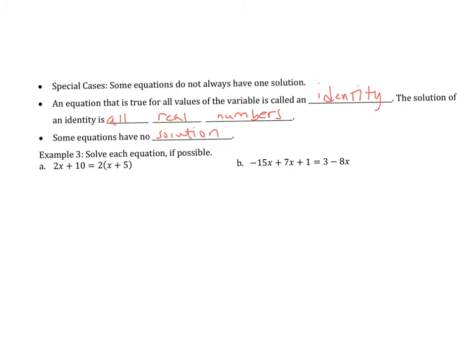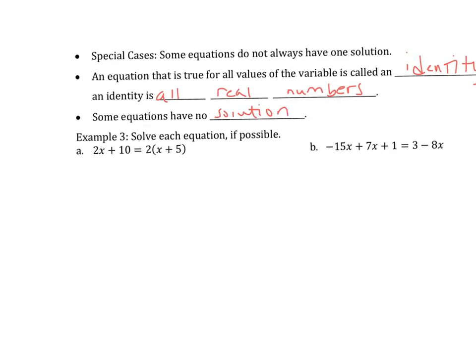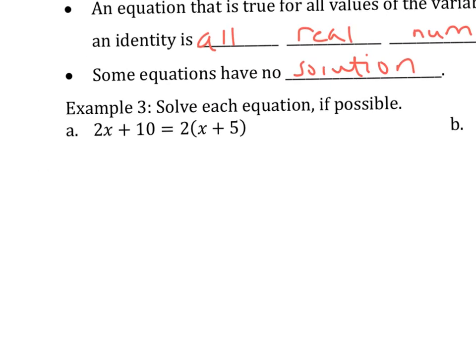Alright, so it's example 3. We're looking at these special types. So remember, first thing we have to do is simplify, so we're going to distribute that 2 to both things in parentheses on this right side. 2 times x is 2x, and 2 times 5 is 10. That left side doesn't have anything to simplify.